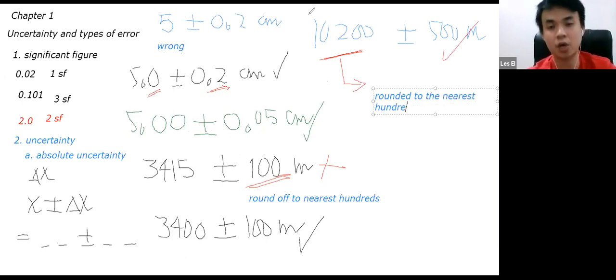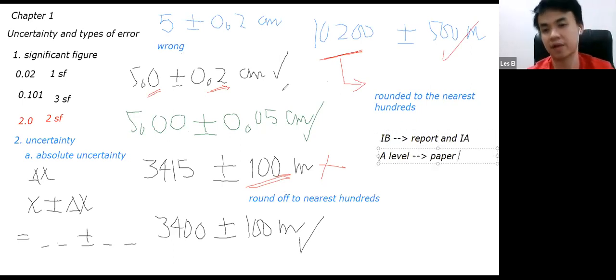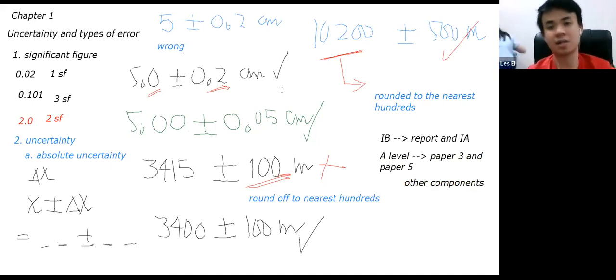Okay. What is the effect if I don't learn this? If you take IB, you will definitely have a problem in writing your report and your IA. If you take A level, you will have a problem in answering paper 3 and paper 5, and also the other components, which will ask you about the rules of writing this. So there is no way to avoid this, no matter which syllabus you are taking. Do you have any questions that you want to ask until here?